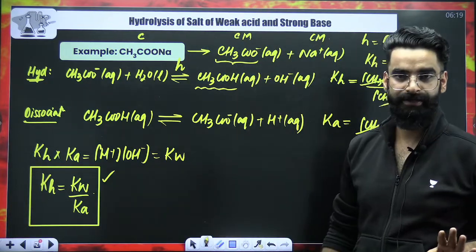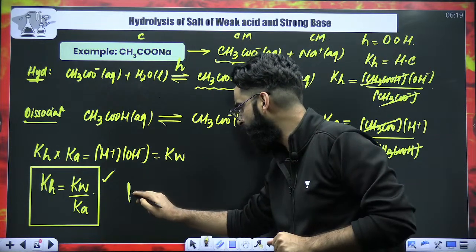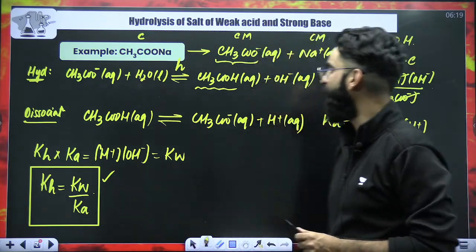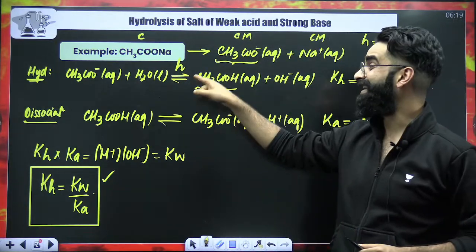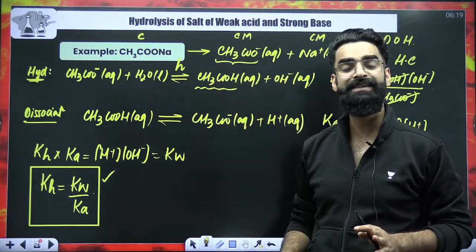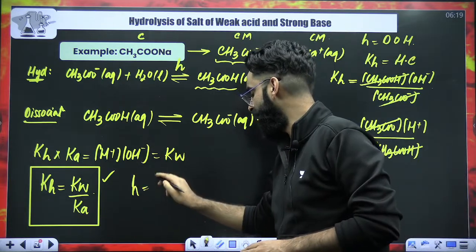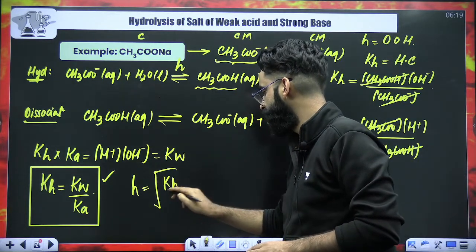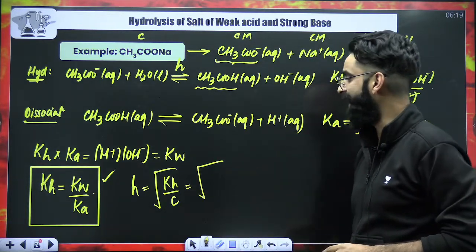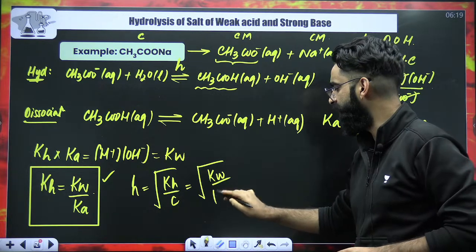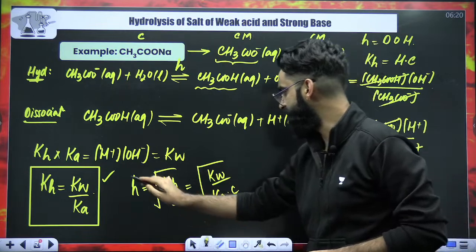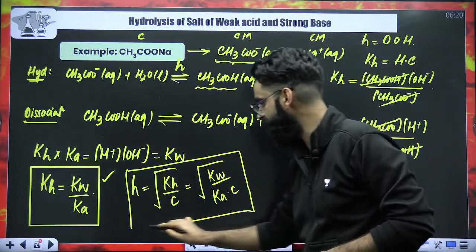The KH value we calculated. The second part of the question is how do you calculate h? My dear students, how do I calculate h? What is h? h is basically alpha of the first reaction. How did you used to get alpha? Alpha used to be equal to the square root of K by C. So h you'll be getting as the square root of KH divided by C, right? So it's going to be the square root of KH, and KH is nothing but Kw divided by Ka, divided by C, where C is the concentration of the salt. This is the second question which is asked.